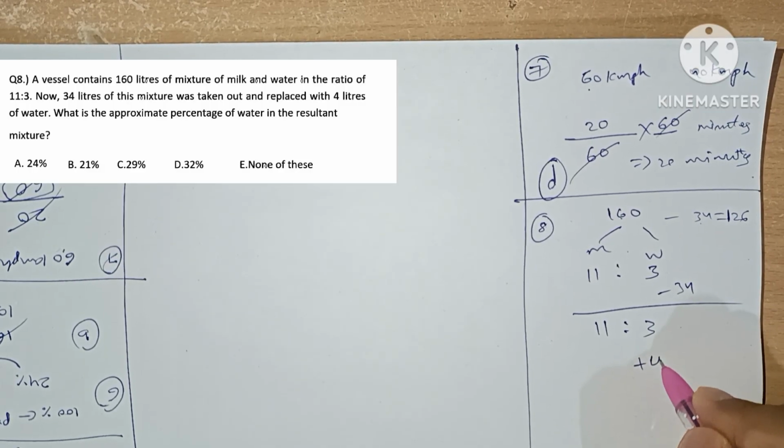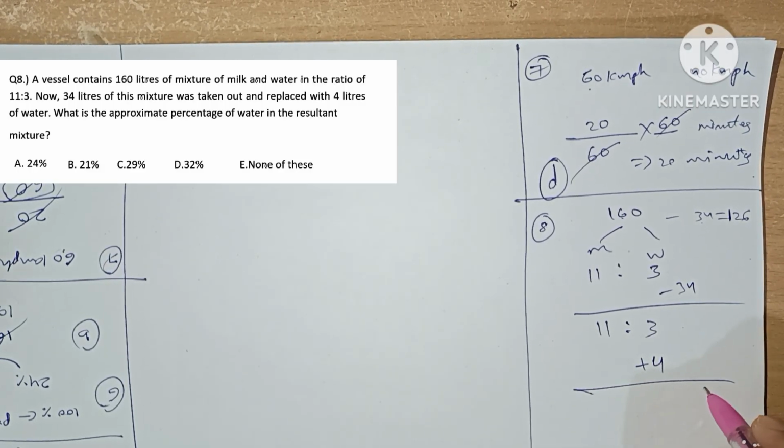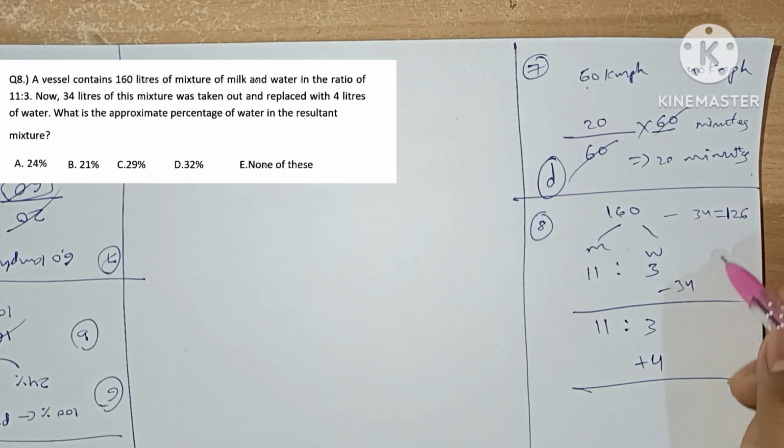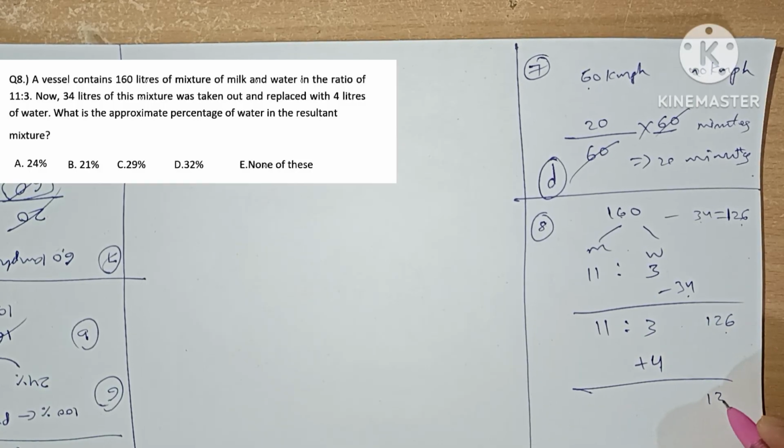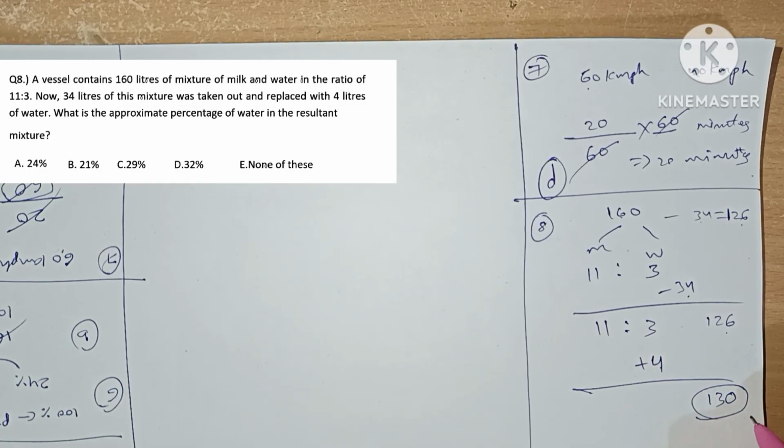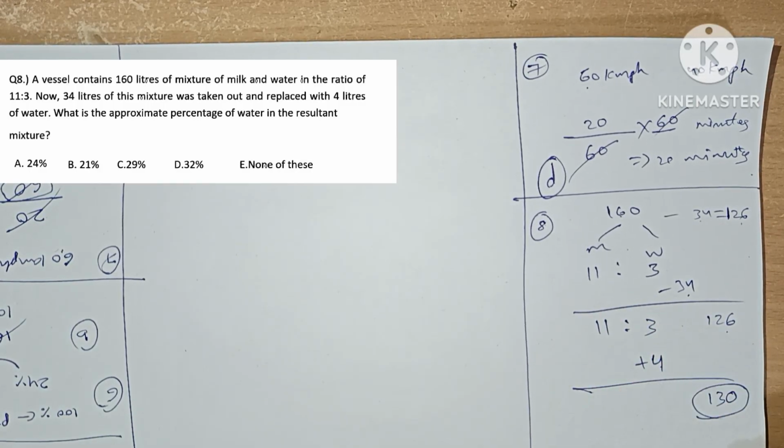Sorry, 4 liters of water. So after taking 34, we have 126 left here. 126 plus 4 will be 130. 130 is the total quantity here. The question asked is: what is the approximate percentage of water in the resultant mixture?